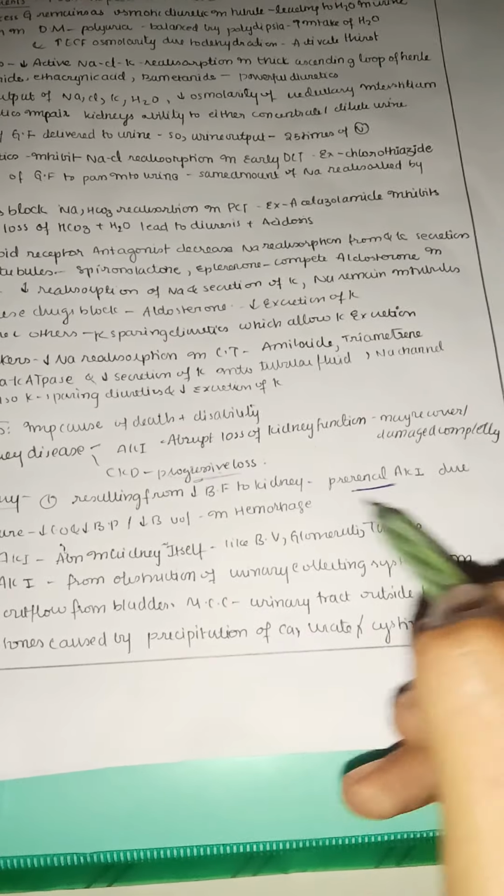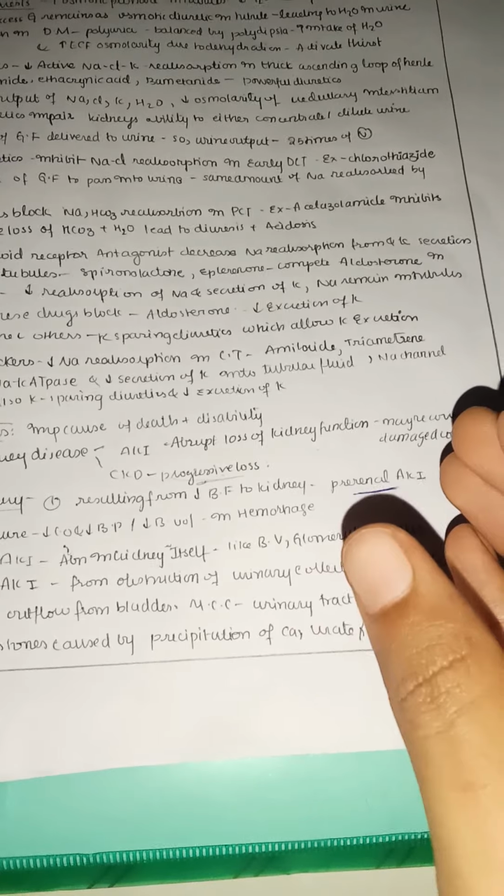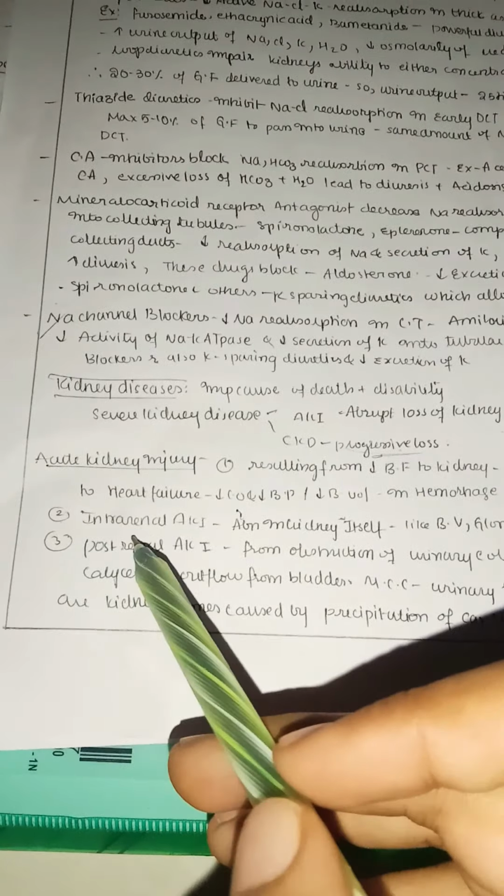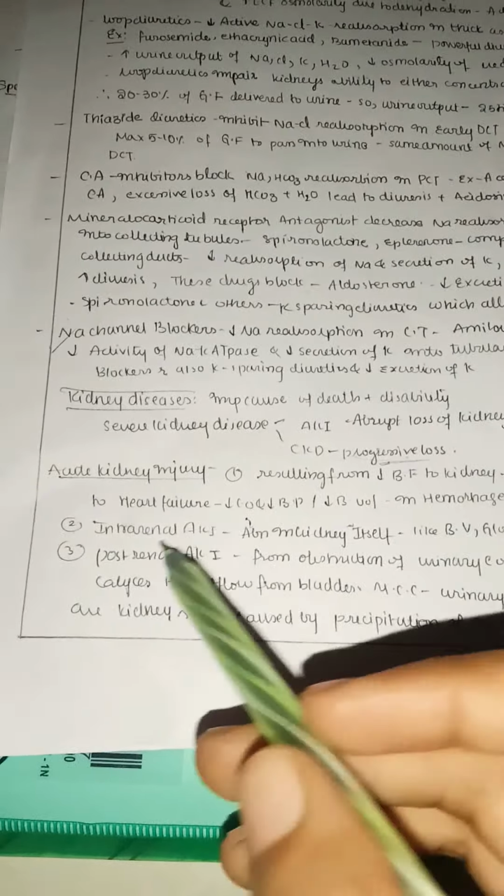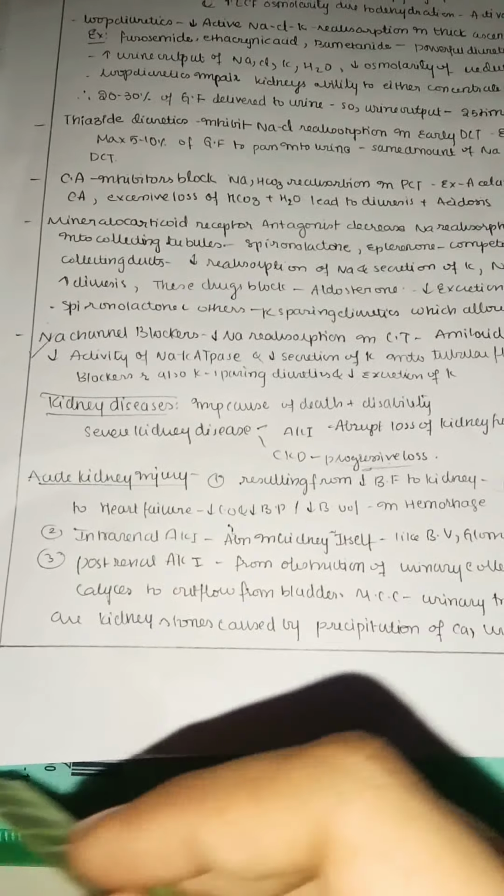So this is called prerenal, meaning there is no problem directly in the kidney, but because of blood issues like low blood flow, those all will lead to prerenal AKI. And the next situation is intrarenal AKI. Intrarenal, you can see in the name itself, inside the kidney only there is some problem.